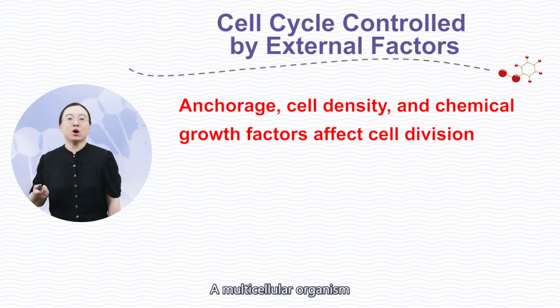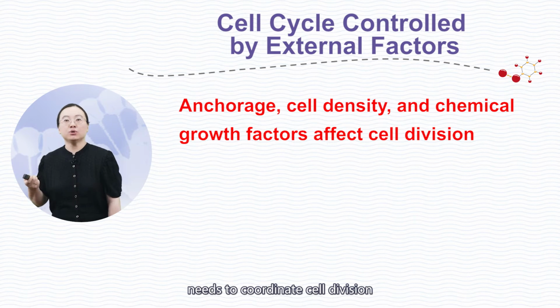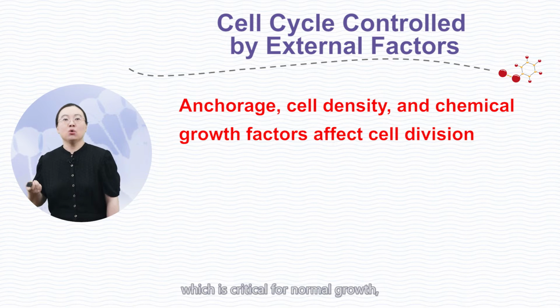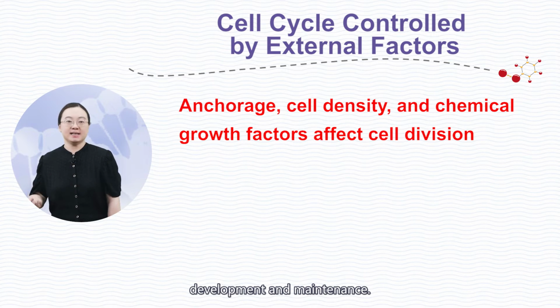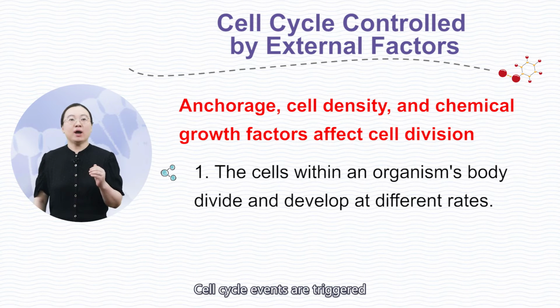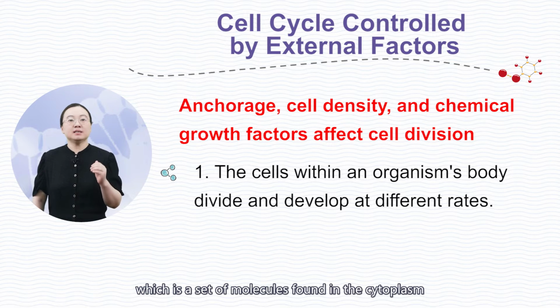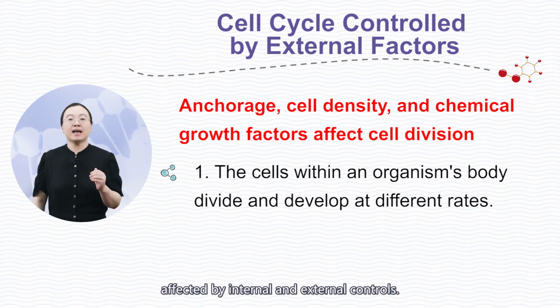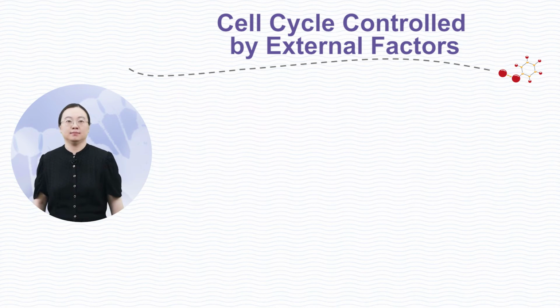A multicellular organism needs to coordinate cell division across different tissues and organs, which is critical for normal growth, development, and maintenance. Even the cells within an organism's body divide and develop at different rates. Cell cycle events are triggered by the cell cycle control system, which is a set of molecules found in the cytoplasm affected by internal and external controls.